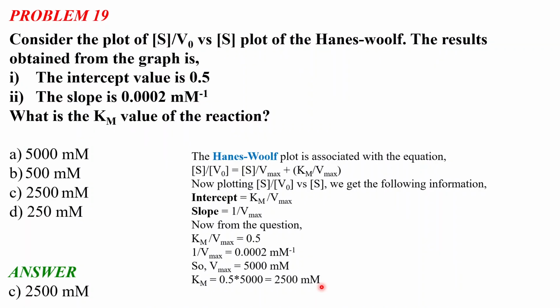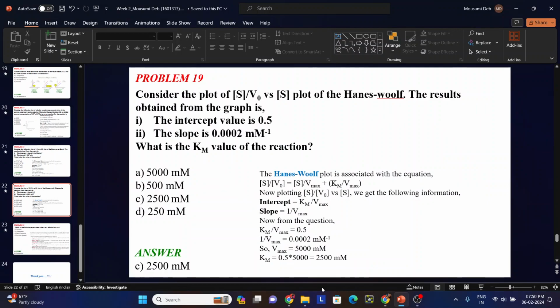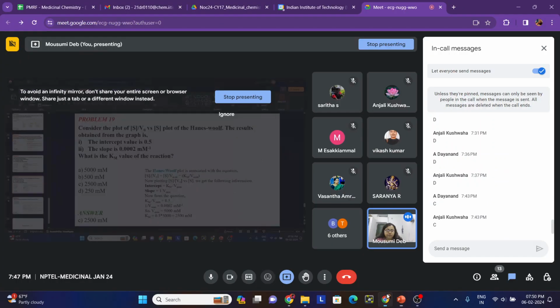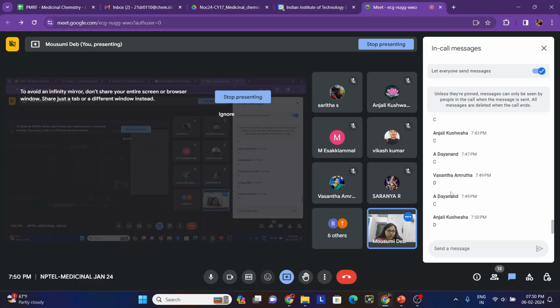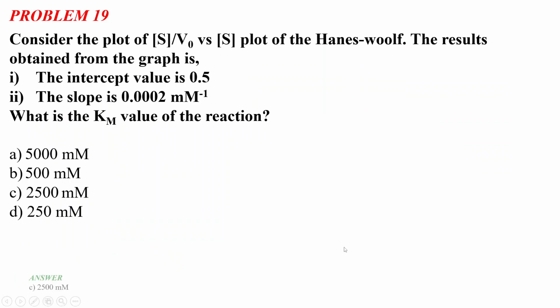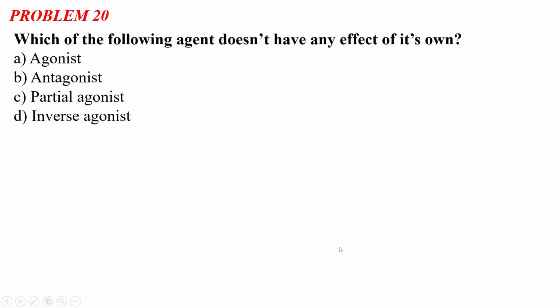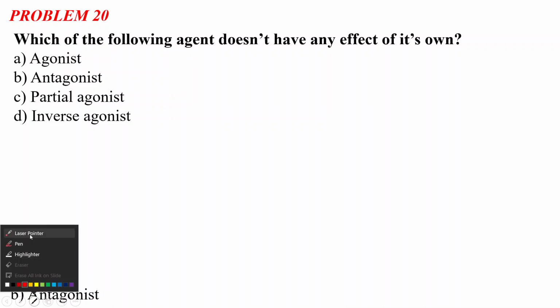Let me check the chat box. Okay, option D, option C, option D. I have a few answers. Let us check. So, the correct answer will be option B, antagonist.